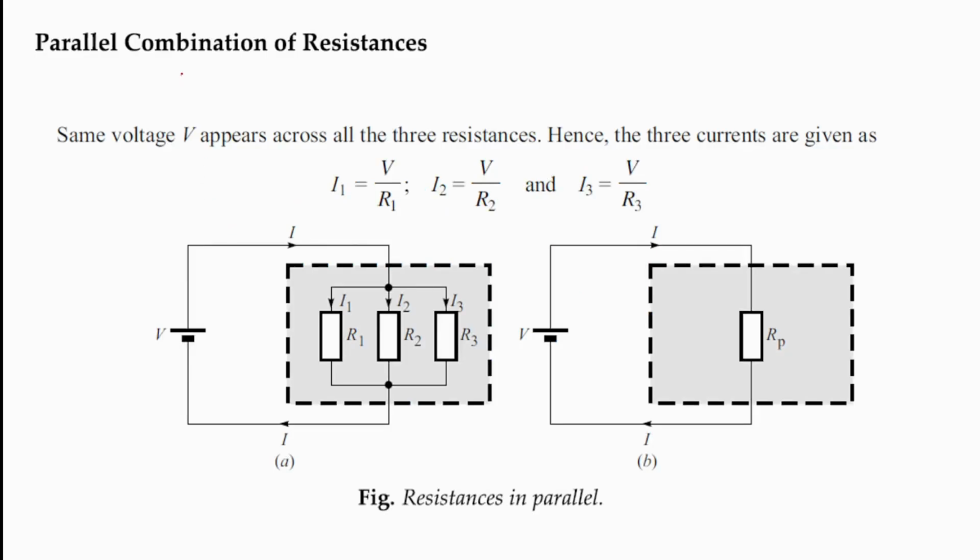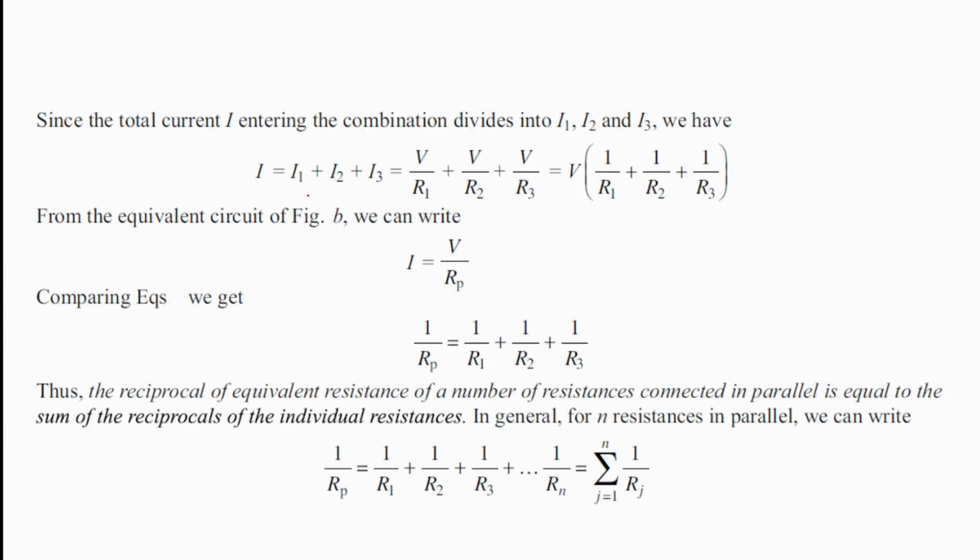Now if I consider the parallel combination of resistances, again, if I consider three resistances, then they will have three branches. The three branches will have the three resistances, three individual currents I1, I2, I3, and the total current entering these three elements is I. According to KCL, if I consider this as a node, the entering current I equals the leaving currents I1, I2, I3.